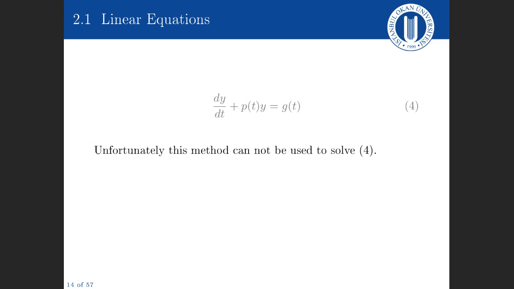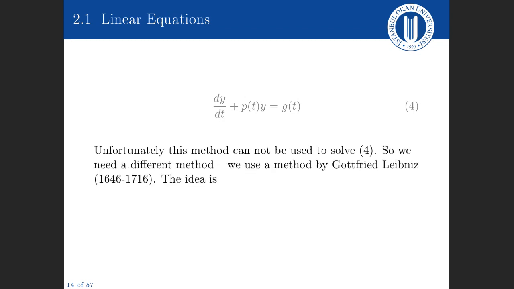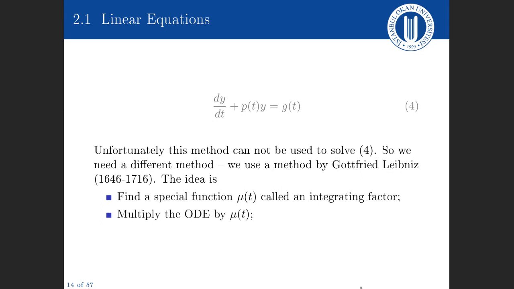Unfortunately, we can't use this same method to solve the equations with functions p of t and g of t. So we're going to need a different method. And the method we use is the one from Leibniz. The idea is this. First step is to find a special function mu of t, which is called an integrating factor. We're going to multiply our ordinary differential equation by mu of t, and then we're going to integrate.